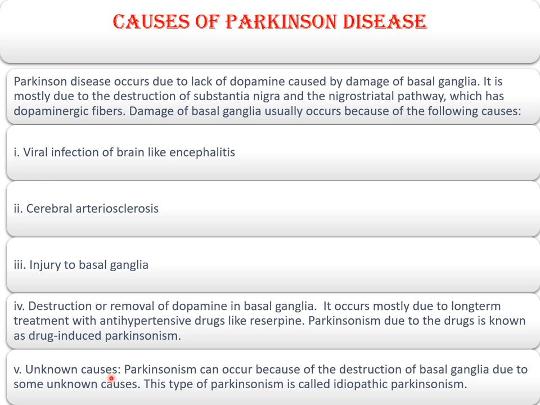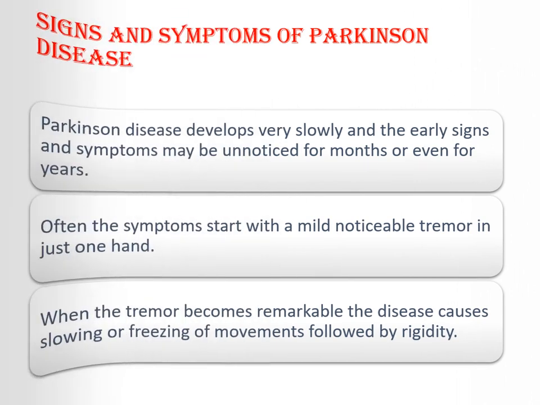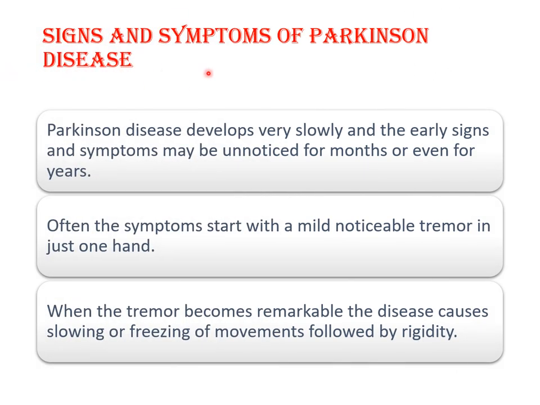And then unknown causes. Destruction of the basal ganglia can occur due to some unknown cause, and this type of Parkinsonism is known as idiopathic Parkinsonism. Then what are the signs and symptoms of Parkinson's disease? It develops very slowly and the early signs and symptoms may be unnoticed for months or even years. Often the symptoms start with a mild noticeable tremor in just one hand. When the tremor becomes remarkable, the disease causes slowing or freezing of the movements followed by rigidity.